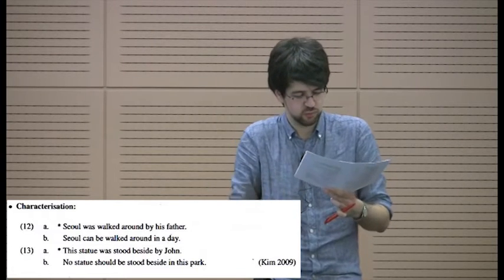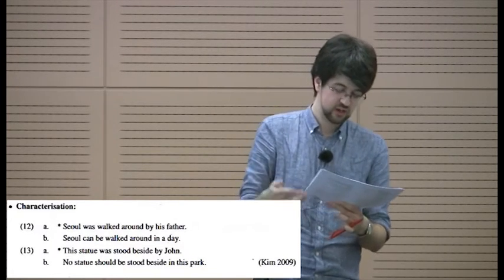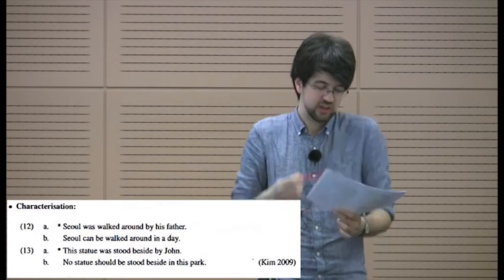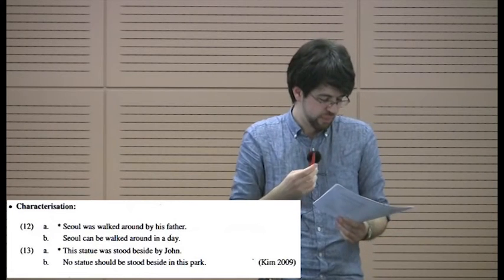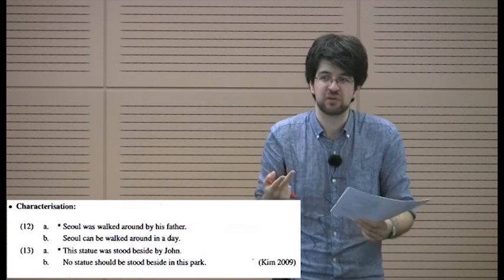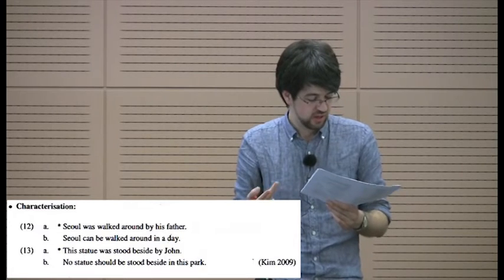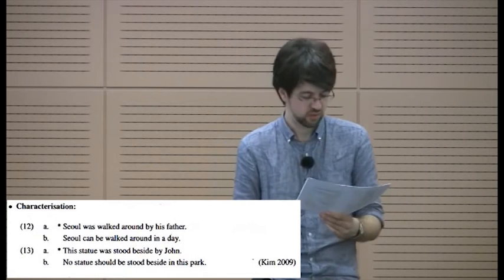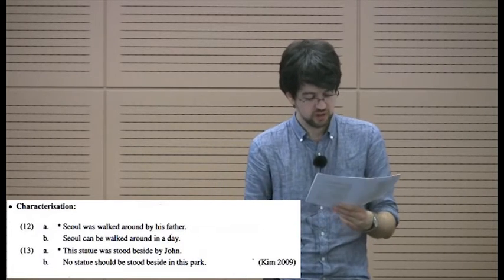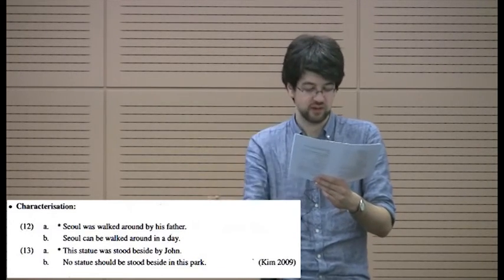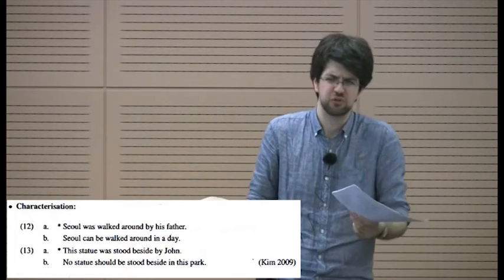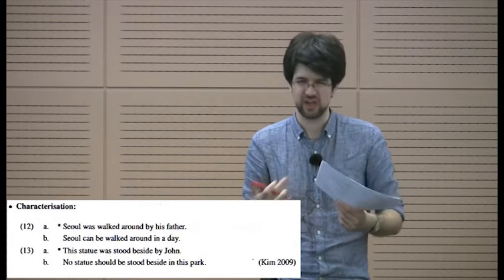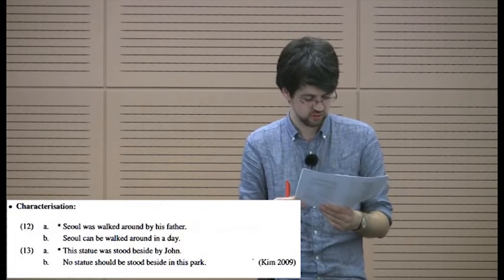Similarly, you can't say this statue was stood beside by John, but you can say no statue should be stood beside in this park. And this seems problematic for the other two, because, A, Saul doesn't seem to be affected in either case, right? And B, it seems like it could be role prominent in both cases. Similarly in 13, the statue isn't affected, but no statue isn't affected either. It's not really clear how the role prominence thing would play in with these negative existentials.